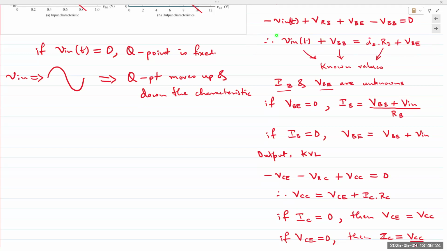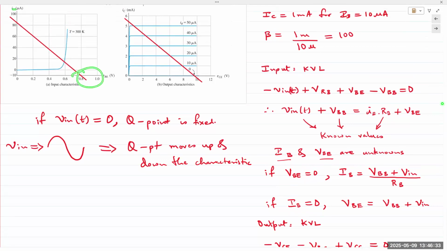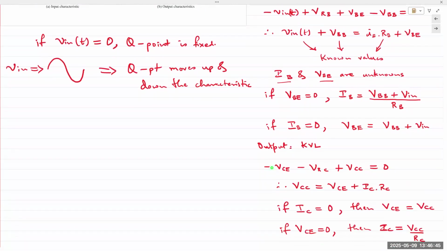This equation we use to describe the load line. To determine the coordinates, we plug in VBE equal to 0 and IB equal to 0, and we obtain the IB and VBE values. When we join them, we obtain the load line for the input side. On the output side, the same thing, we apply KVL and we obtain an expression for VCE, which is given by VCC minus IC RC. So VCE is equal to VCC minus IC RC. If IC is equal to 0, then VCE is equal to VCC. And if VCE is equal to 0, then IC is VCC over RC.